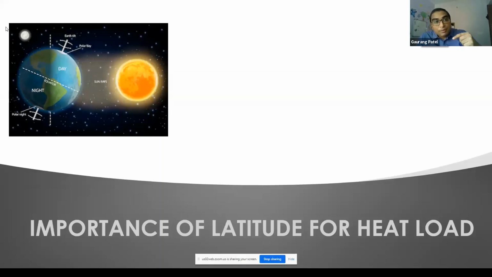If you go to the northern hemisphere or southern hemisphere, at that latitude the amount of sun rays will be very less, and when you come towards the equator, the sun rays and the heat effect are very high. That's why latitude plays a very important role. So whenever we go ahead, latitude comes into the picture in every place.